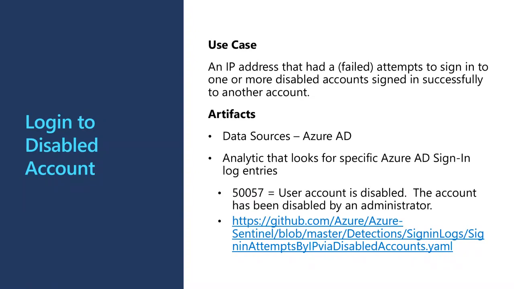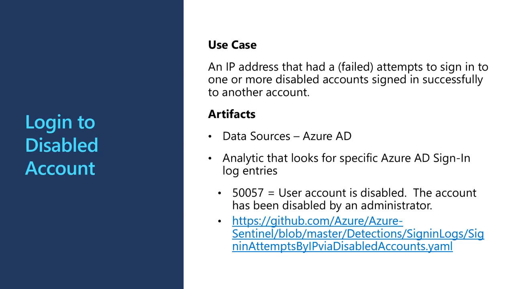The second thing is you have to understand what questions you need to answer in order to address those use cases. So for us, we need to understand which accounts are disabled. So we have an event ID 50057, which identifies user accounts have been disabled. We also, by the way, have this one on our GitHub. All of our default analytics are available from our community site on our GitHub, so you have the opportunity to go and access them there.